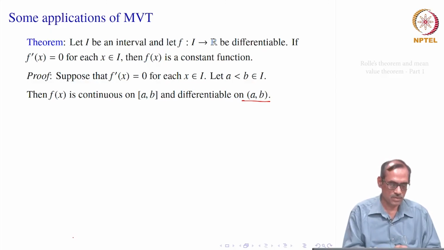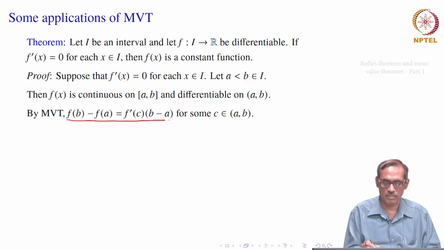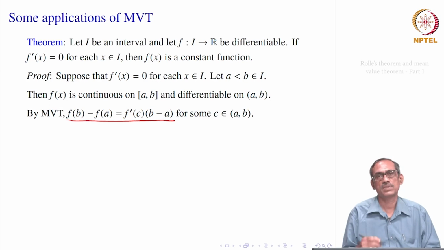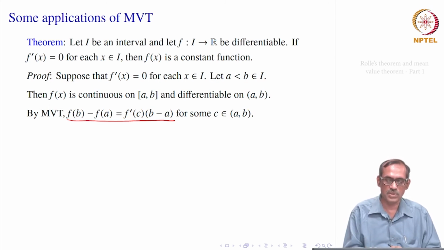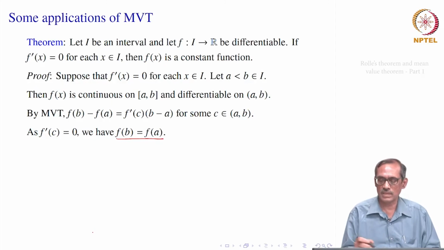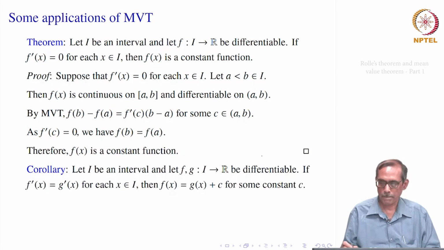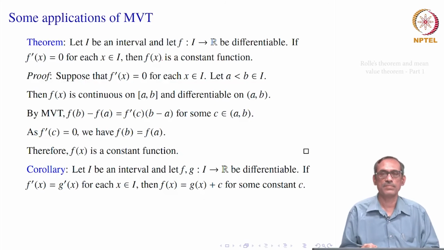Okay. So, now since this happens, we apply the mean value theorem: f b minus f a equal to f prime c into b minus a for some c between a and b. Now, f prime c equal to 0, so the right side becomes 0 and we get f b equal to f of a. So, it says that you choose any 2 points a and b inside the interval, f of b equal to f of a. Therefore, f is a constant function. Okay. So, that is the simple proof as an application of the mean value theorem.